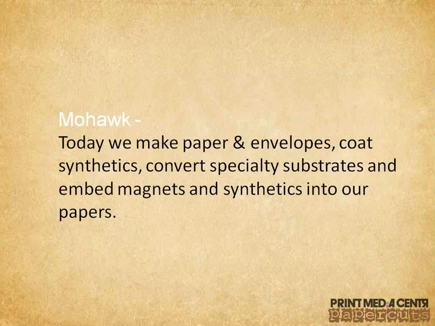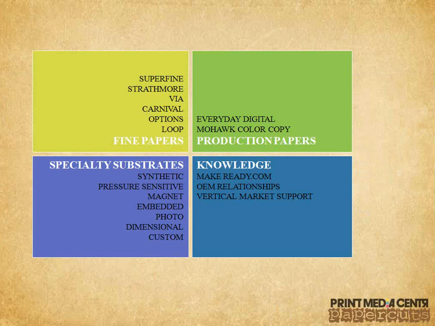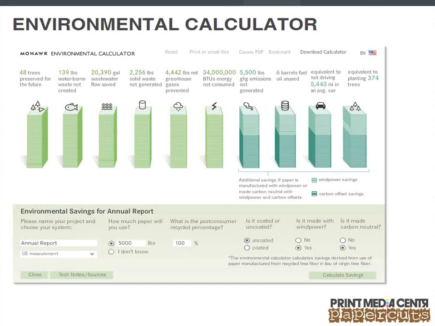Today we do make paper and envelopes, we coat synthetics, we convert specialty substrates. We embed magnets and synthetics. And just a few years ago, we were just a fine text and cover mill. Today, we're going to talk about high-value products that you can use going through digital equipment. And we're not going to talk fine papers or production papers or anything else that we do. We're going to just talk about synthetics, pressure-sensitive, magnets, embedded, and dimensional products.